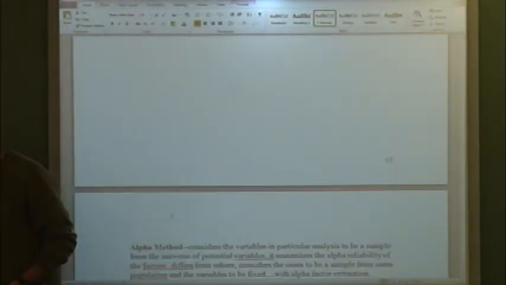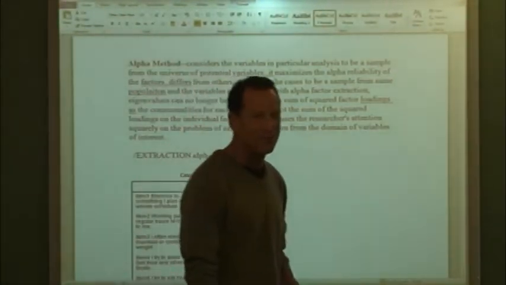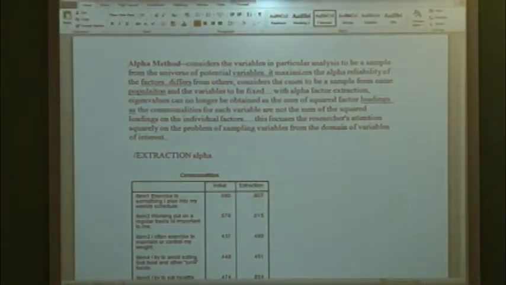And I'm going to skip through this. Then there's even an alpha method. This one I've rarely seen. This actually uses the reliabilities. It actually considers the variables in the analysis to be a sample from a universe of variables. It maximizes the alpha reliability of the factors.